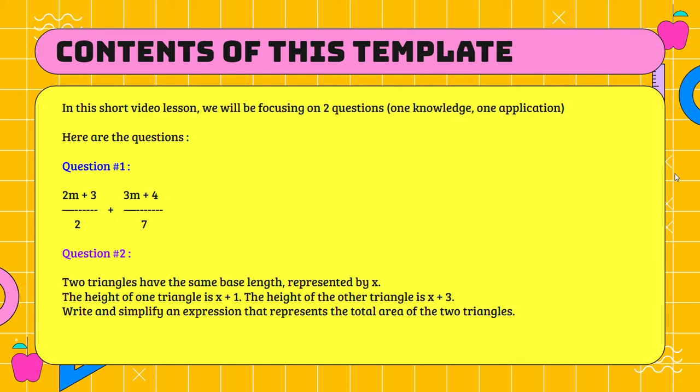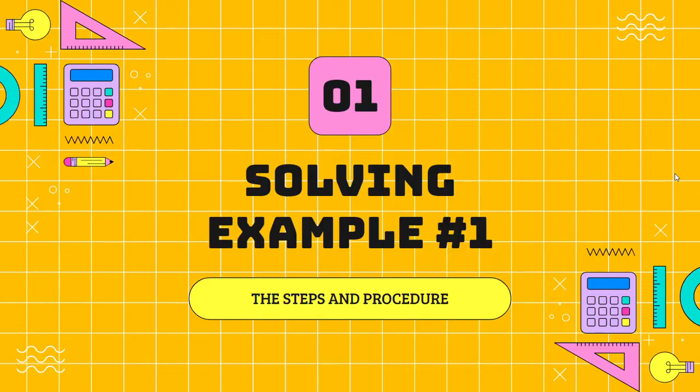And question number two will be the application one, which is: two triangles have the same base length represented by x. The height of one triangle is x plus 1. The height of the other triangle is x plus 3. Write and simplify an expression that represents the total area of the two triangles. So let's do number one, because it's way easier than the application one. If you understand this problem and how to do it, you'll do the other one no problem.